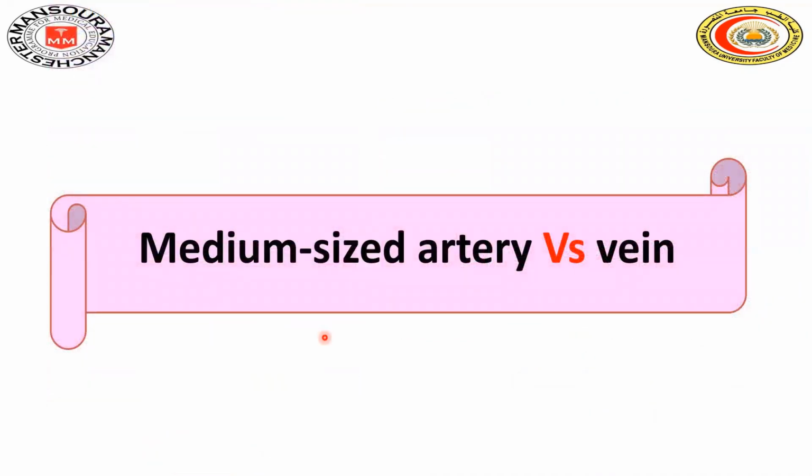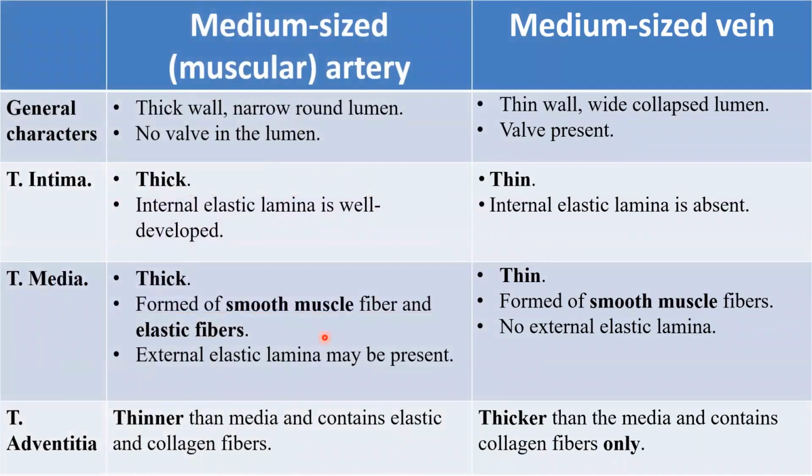Let's shift to the second category according to the size, which is medium sized. So here we also compare medium sized artery with medium sized vein. Here is another table summarizing the differences between medium sized artery, or what we call sometimes muscular artery, compared with medium sized vein. We will compare with the same 4 points.